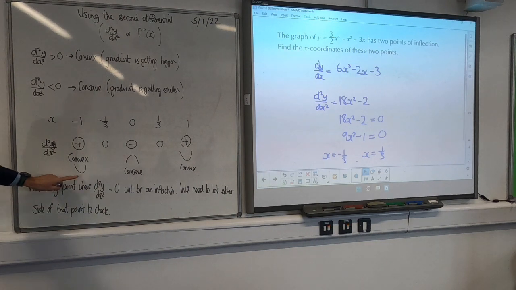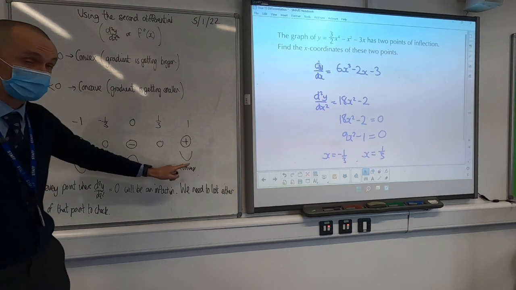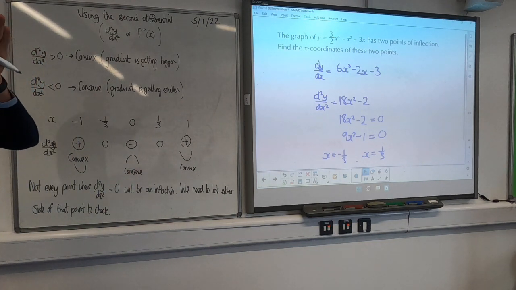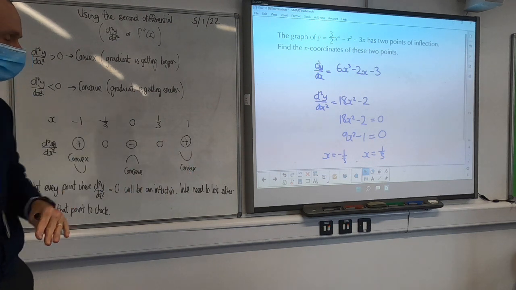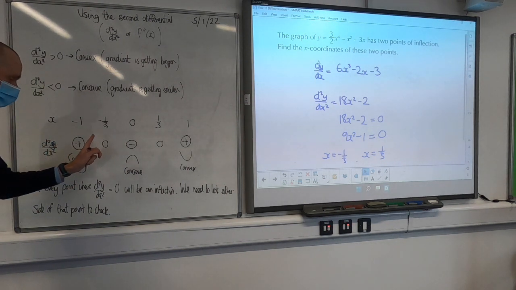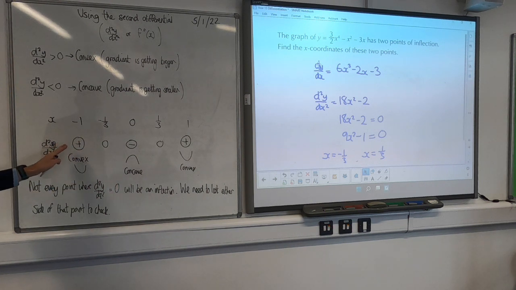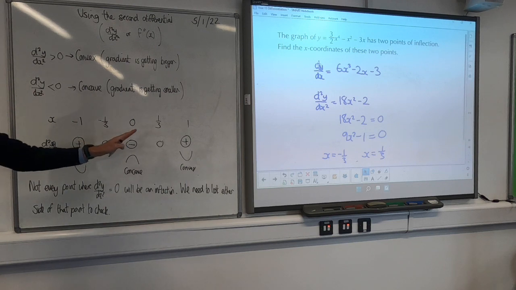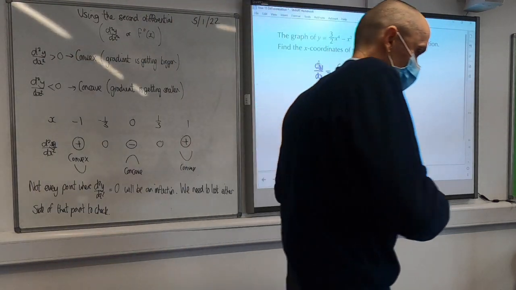I haven't found the location of these turning points. If they are there, it might just be gradually changing rather than actually being a turning point. But that's what that has confirmed. So it's confirmed that these are points of inflection because they are points where the graph changes from convex to concave. I've confirmed that by checking that d2y by dx squared either goes from positive to negative or from negative to positive.